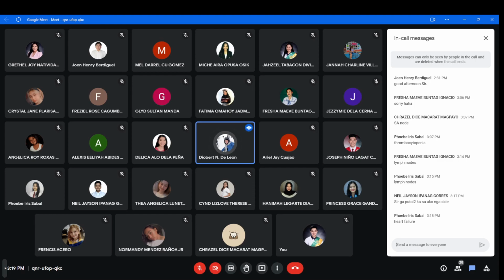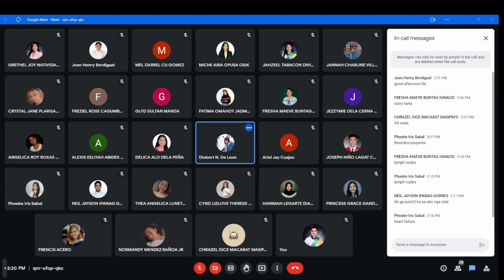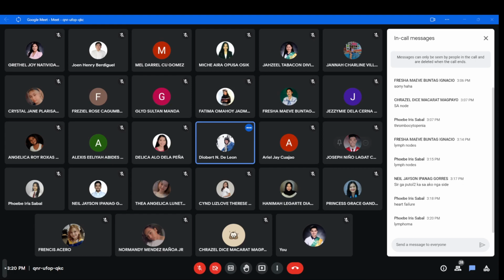So number 20, blank is a cancer that begins in infection-fighting cells of the immune system called lymphocytes. What do you call them? What kind of cancer is this? Anyone? Okay, A, lymphedema, B, lymphoma, C, leukemia, D, both A and B, and E, none of the above. What's your answer? Okay, the answer is lymphoma.